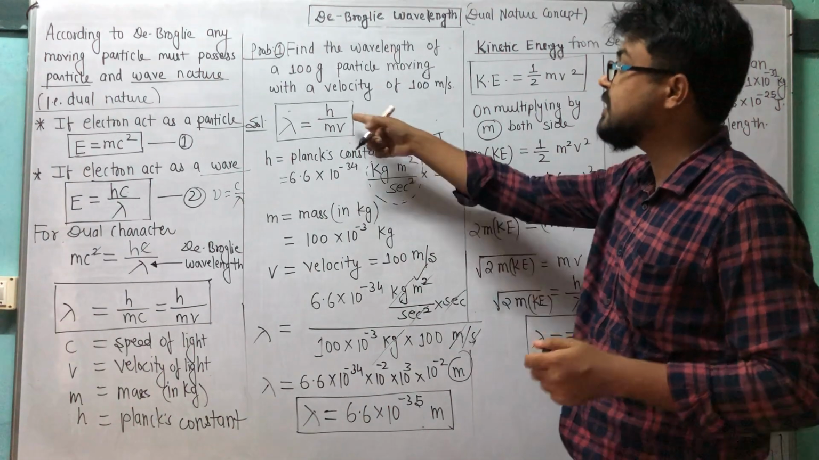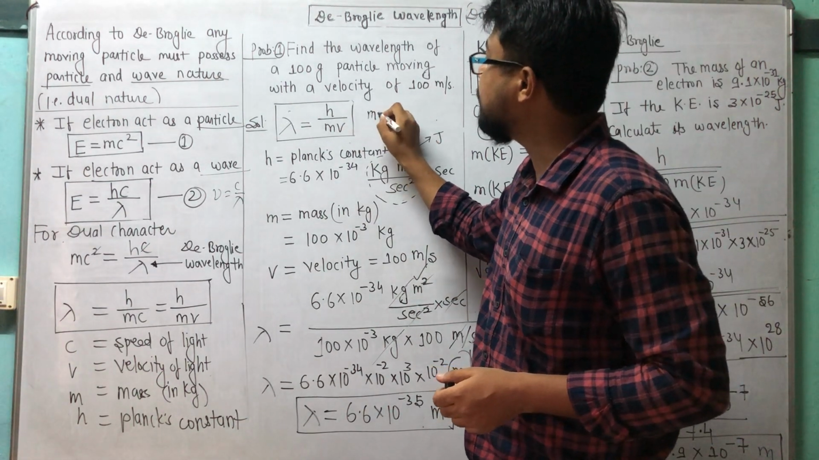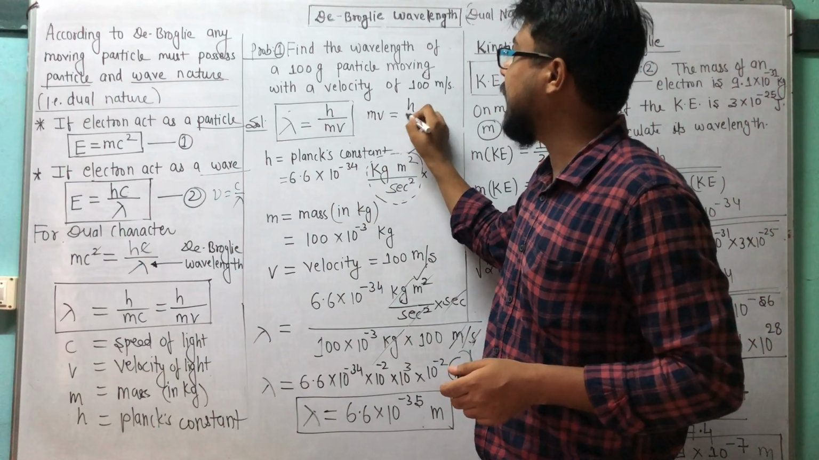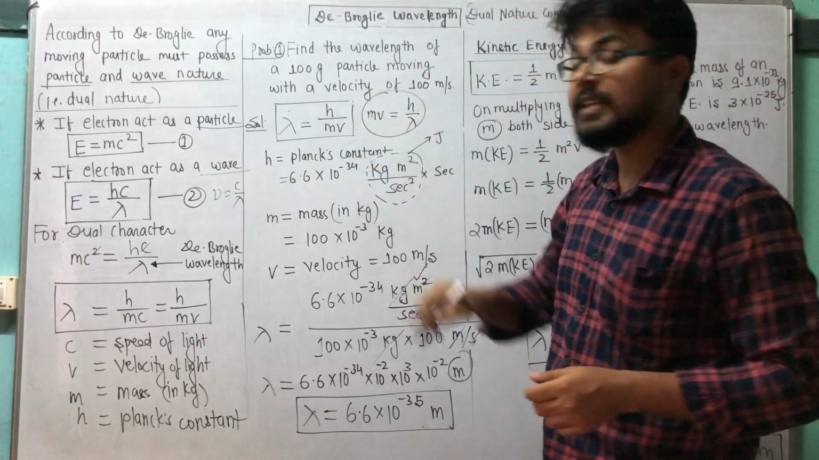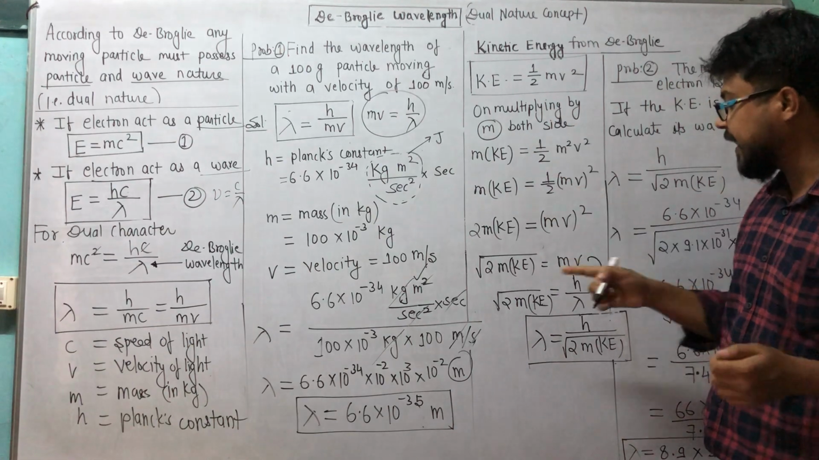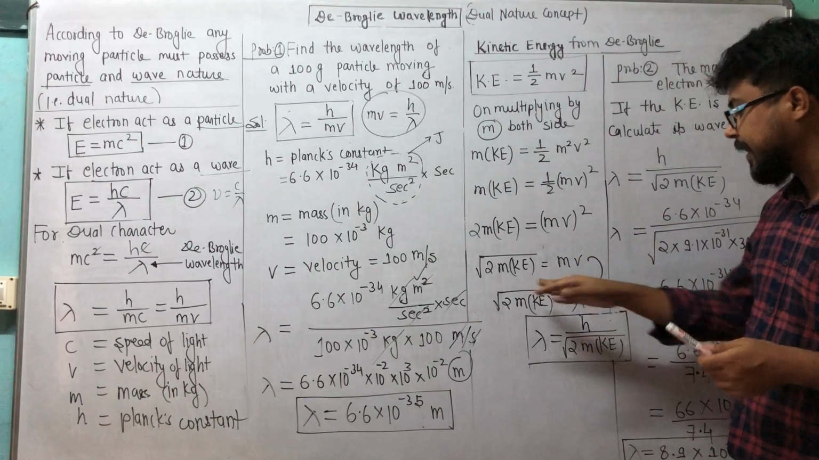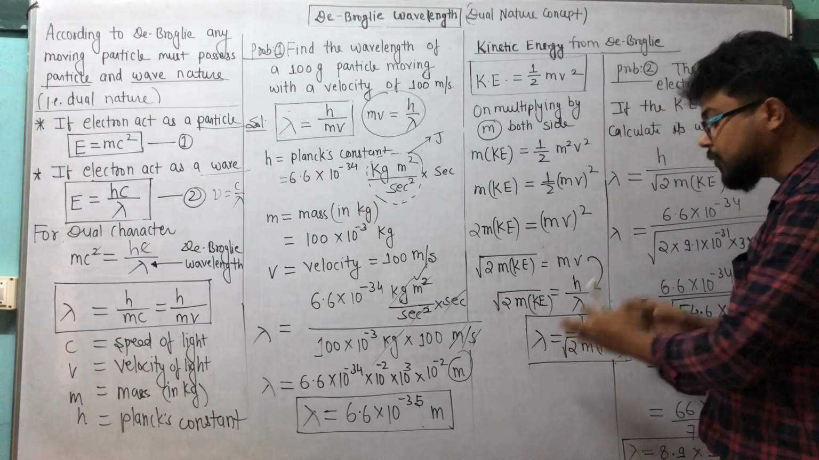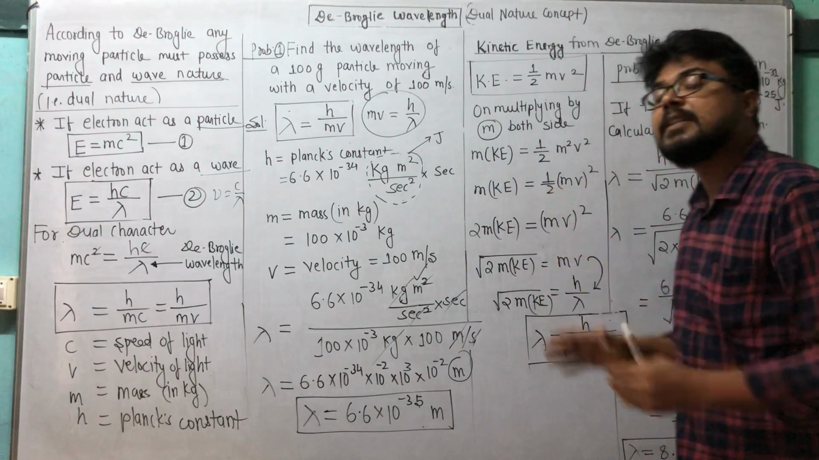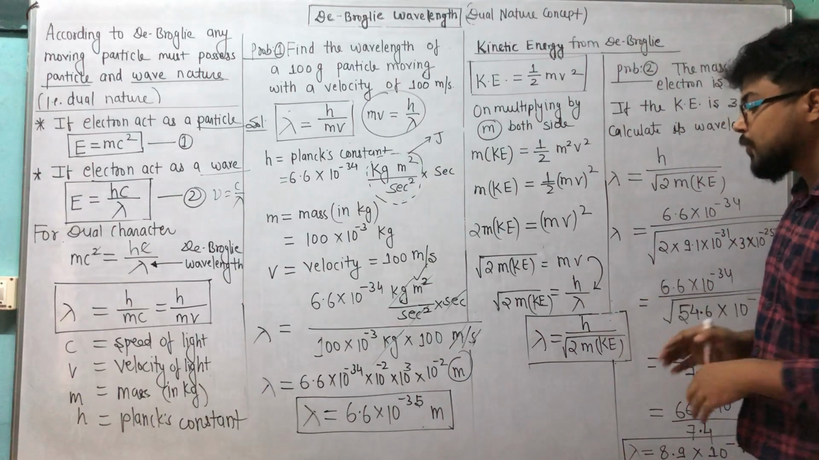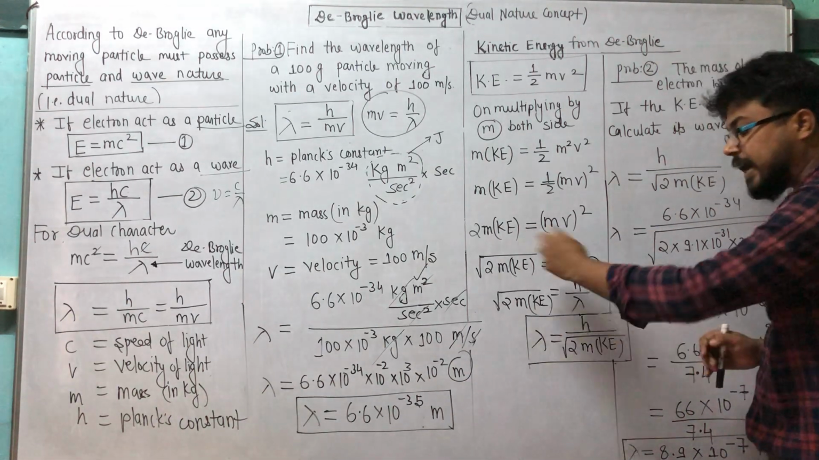How can it be possible? See here, I can write from this mv equal to h upon lambda. Yes or no? Answer is yes. So the same thing I did here: mv equal to h upon lambda, or lambda equal to h upon under root 2 mKE. What is this? This is the direct formula to calculate lambda from kinetic energy.